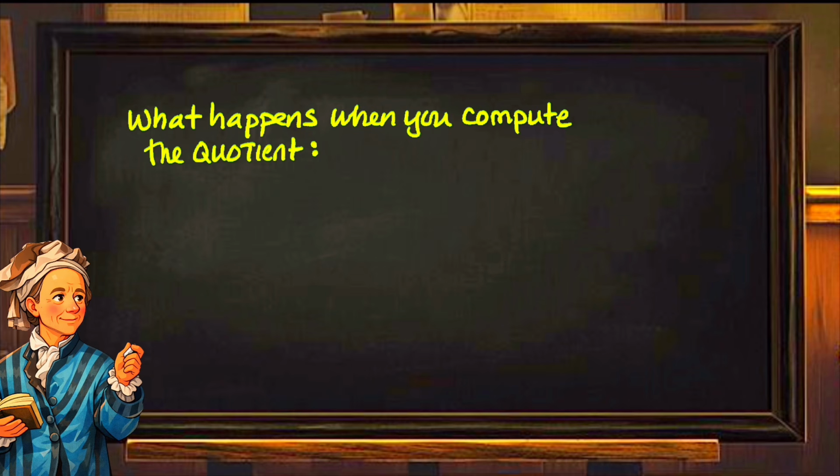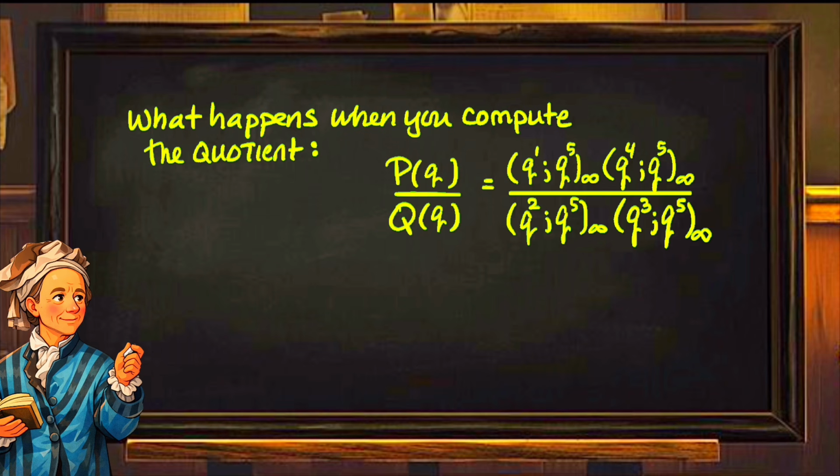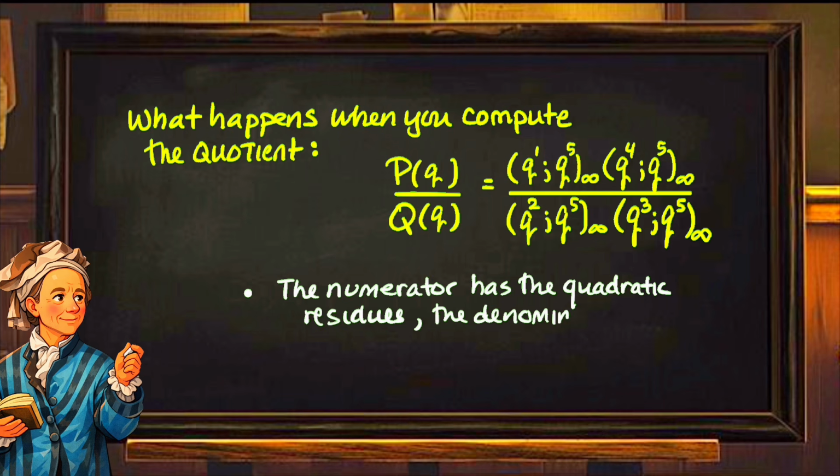Now comes the strange question. What happens when you compute the quotient P over Q? In other words, what happens when you take the slices that have been paired off, and maybe ask the question, why have they been paired off this way? Well, one notices that the pairs in the numerator constitute the quadratic residues mod 5. The ones in the denominator are non-quadratic residues mod 5.